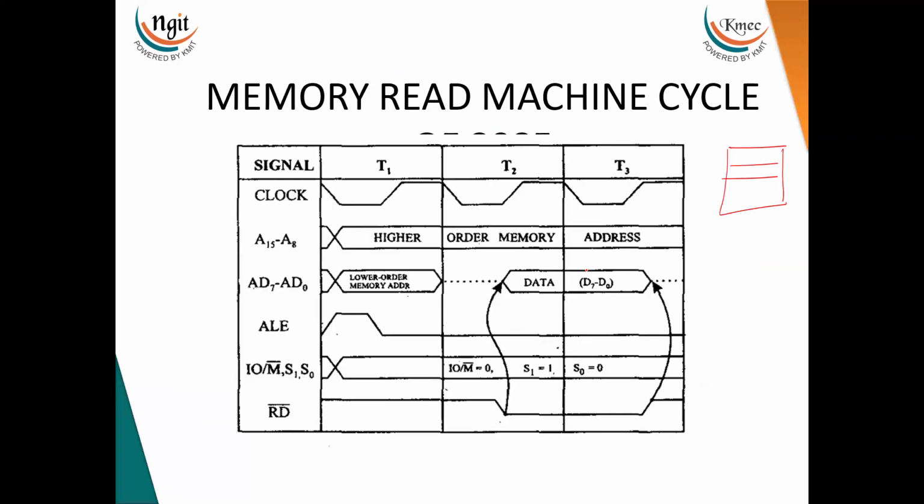Now here memory read means what? Again you need to apply the read signal only. Only the difference is what? Here you are accessing the memory. That's why you need to show 0. Instead of fetch, memory read operation is taking place. That's why S1 and S0 are 1, 0. Remaining complete diagram is the same as opcode fetch only, except the fourth T state is absent. That's all.